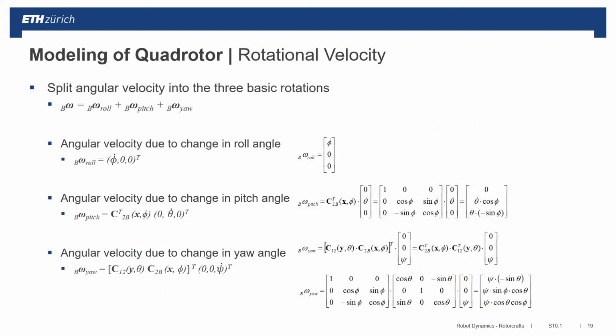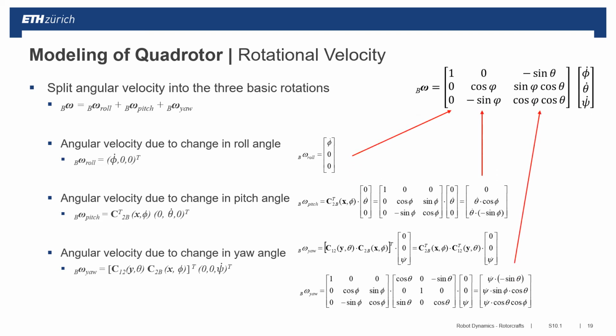By using the coordinate transformations from yaw to pitch and roll we have seen before, and by plugging them into the angular velocity due to roll, pitch, and yaw, we can find the absolute value for the rotational velocity in the body frame by plugging them all together. So the relation is then given, as you can see here in this matrix, as a function of the roll, pitch, and yaw rotational speeds.